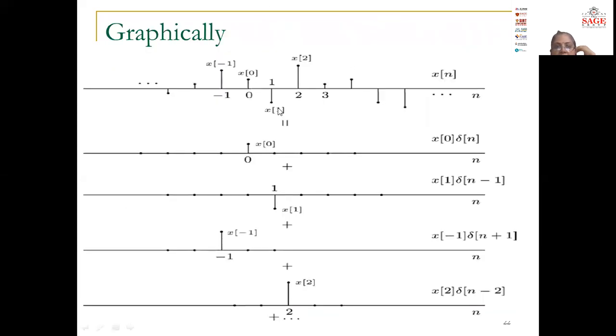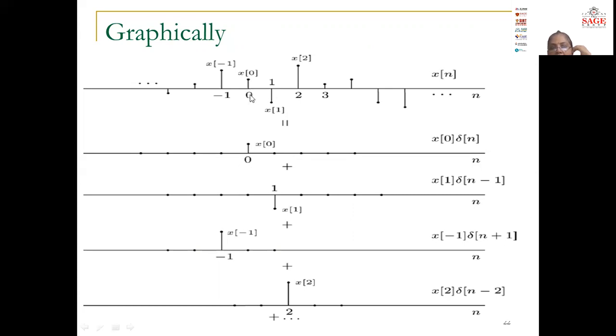Graphically, we have also shown it like this. These are the impulses, and this is the input signal, the samples we have taken as input. This is the value of the input at 0, and this is the value of the input at 1, 2, 3, minus 1, and so on. Now this input is multiplied by the impulse δ[n] times x[0]. So what will be the output? Its output will be the multiplication of the input with 1, so we get the output.